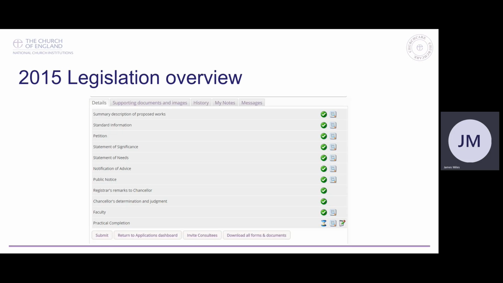Under the 2015 version of the system, and the reason why we have two separate versions at the minute is because cases started under the 2015 legislation, which are still being determined by the registrars and chancellors with a valid notification of advice, are still active. So we still provide this system. This provides an overview of an almost complete faculty case, which includes a brief overview of the necessary forms that need to be completed.